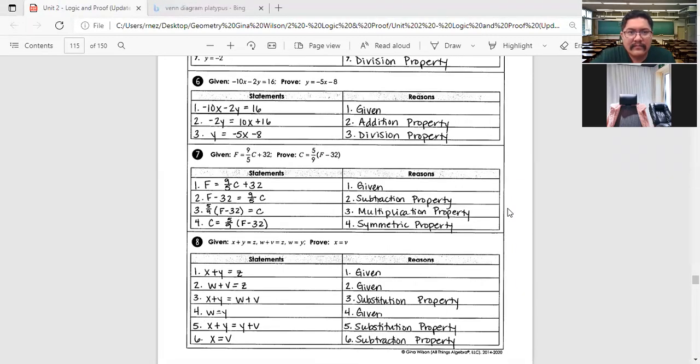All right, I'm gonna go down. And that'll be it for this page here. Looks like we got some short ones, but then number 7 looks like it's got some fractions in it.